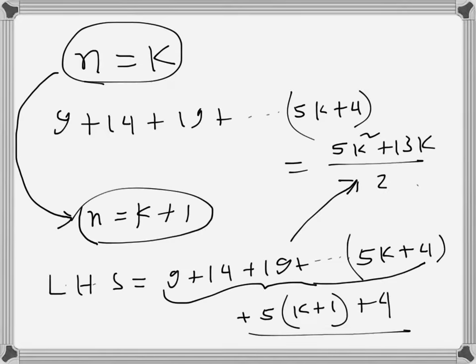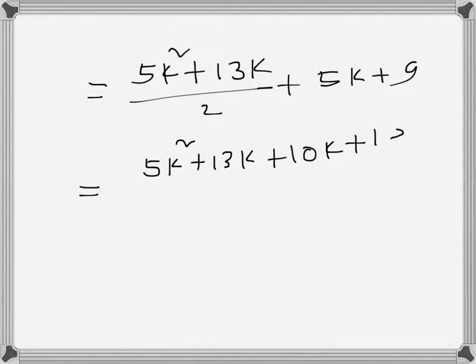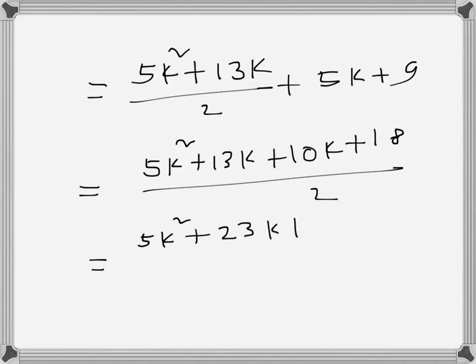If I get rid of the bracket, that becomes 5k plus 5 plus 4, that is 5k plus 9. So it's (5k square plus 13k plus 10k plus 18) over 2. So (5k square plus 23k plus 18) over 2.